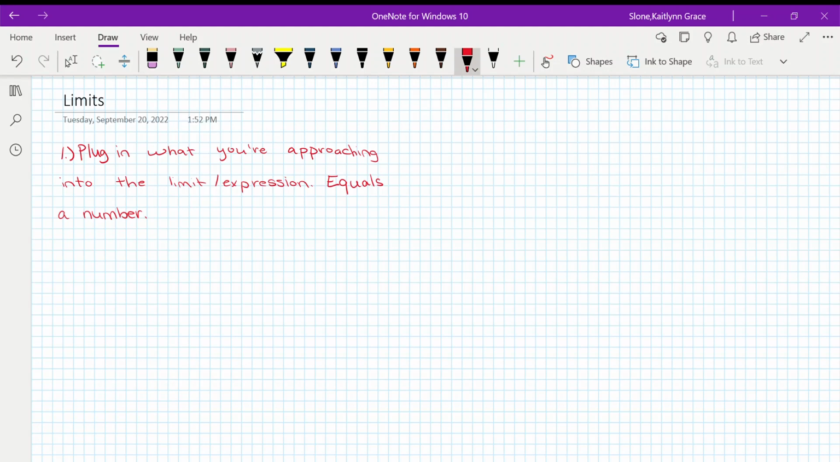So if it doesn't equal a number, if it equals like 0 divided by 0, infinity, anything strange, odd, then you want to go down to step 2. So step 2 is just to simply simplify. Find any way to simplify that expression and then plug in your number again, what you're approaching again. If it equals a number, you're done. You're good.